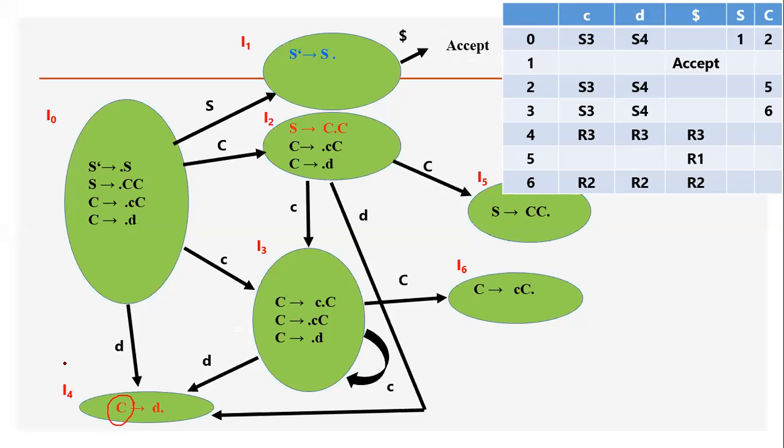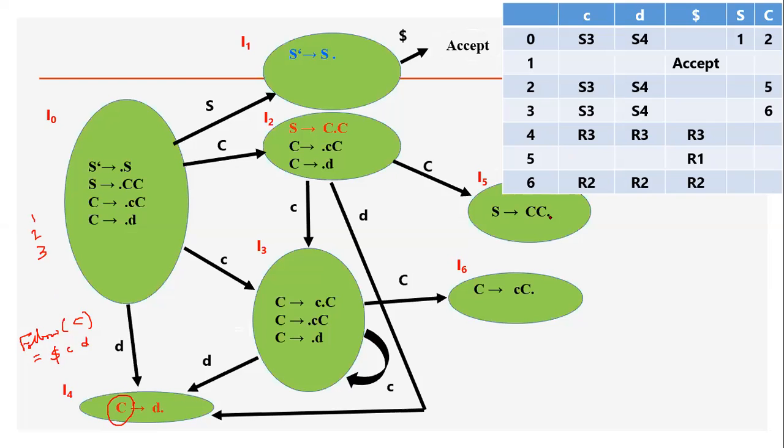So if you find follow of C, we already computed. Follow of C is C, D, dollar. That is dollar, C and D is the answer. So C derives D is rule number 3. We already numbered, is it not? For example, S derives CC is the first rule, C derives CC is the second rule, C derives D is the third rule. So on these symbols from I4 state on C, D and dollar, we write rule number 3, that is R3, R3, R3.